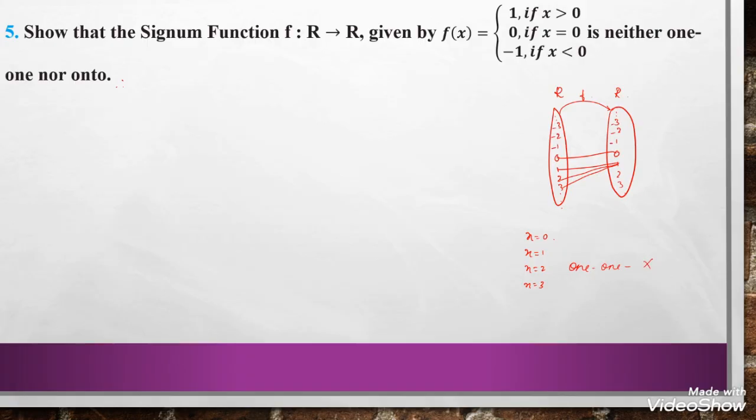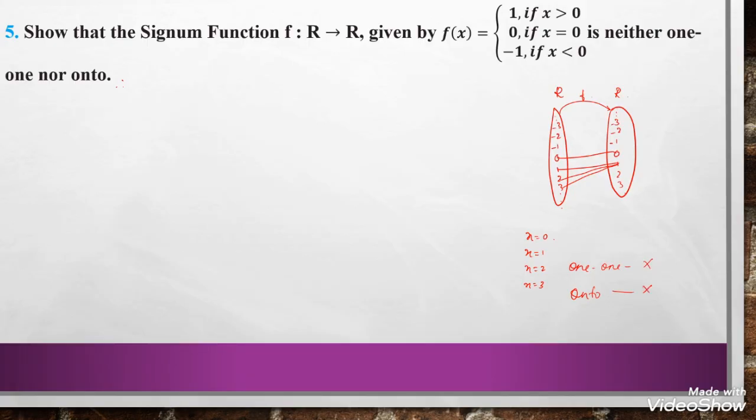Is it clear? Similarly, for checking the onto condition, just observe the ray diagram here. The image 1 has the pre-images 1, 2, 3. The real number 2 doesn't have any pre-image in the domain R, and also 3 doesn't have a pre-image in the domain R. Therefore, the onto condition is not satisfied here.